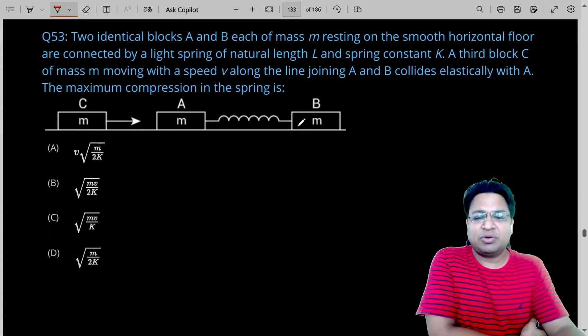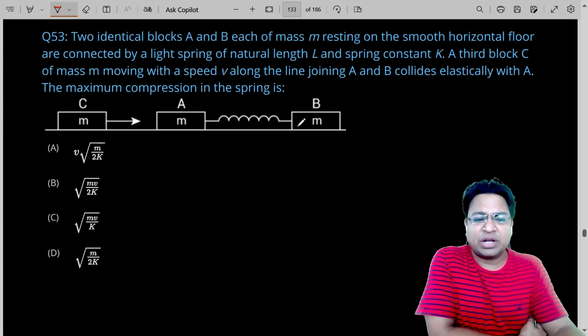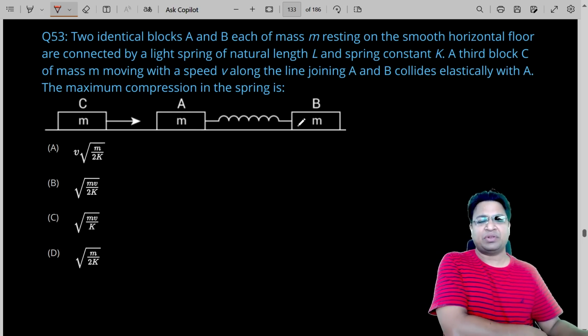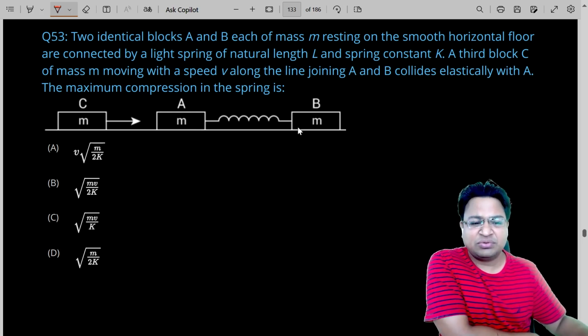Now, moving to the third question. It says two identical blocks A and B of mass M resting on a smooth horizontal floor are connected by a light spring of natural length L and spring constant K. The third block C of mass M moving with the speed V along the line joining A and B collides elastically with A. The maximum... So guys, here there are two things that you need to understand.